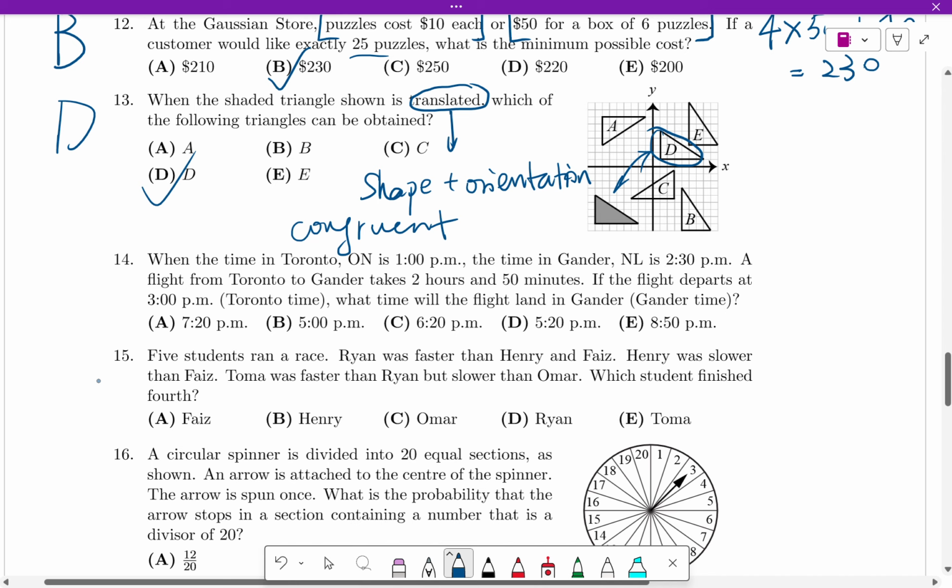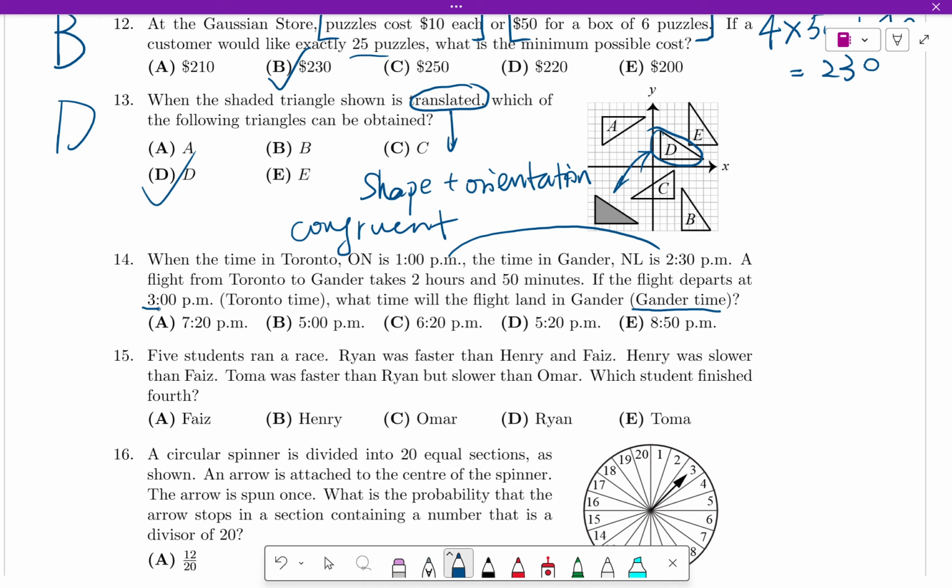Question 14. When the time in Toronto, Ontario is 1 p.m., the time in Gander is 2:30 p.m. A flight from Toronto to Gander takes 2 hours and 50 minutes. If the flight departs at 3 p.m. Toronto time, what time will the flight land in Gander time? So for those people who travel a lot, this wouldn't be a hard question. But we need to recognize right away that the time difference between the two local times is 1.5 hours.